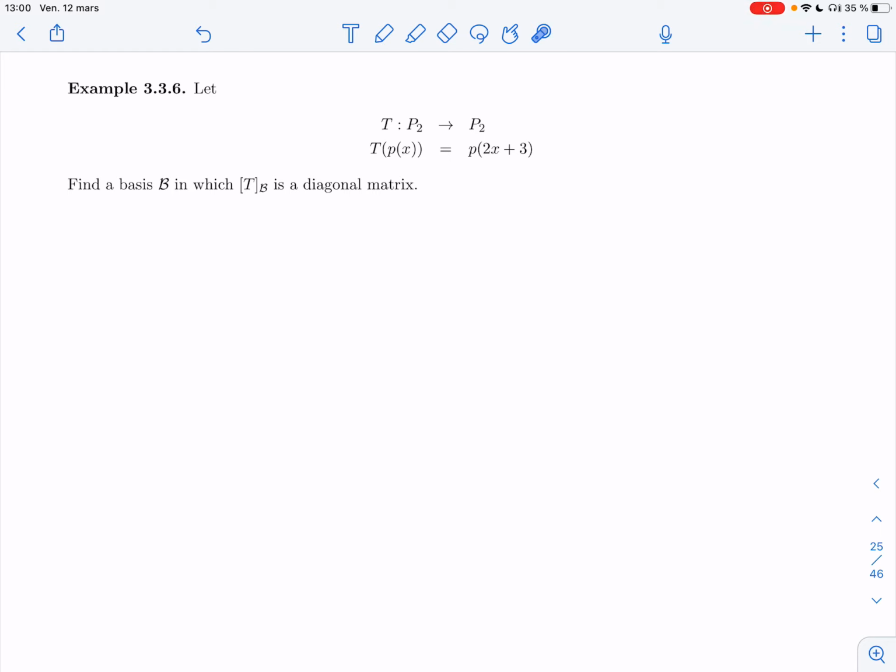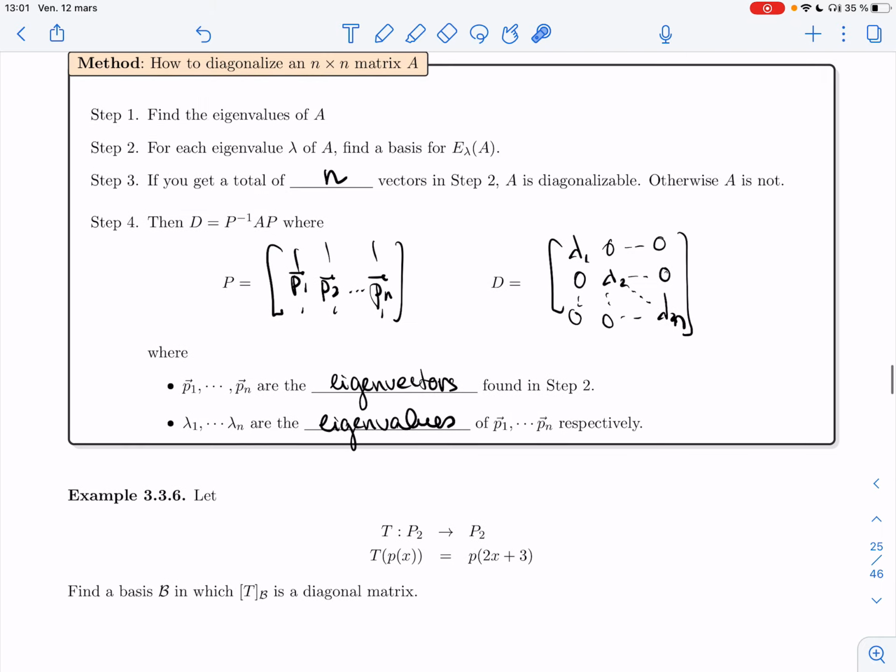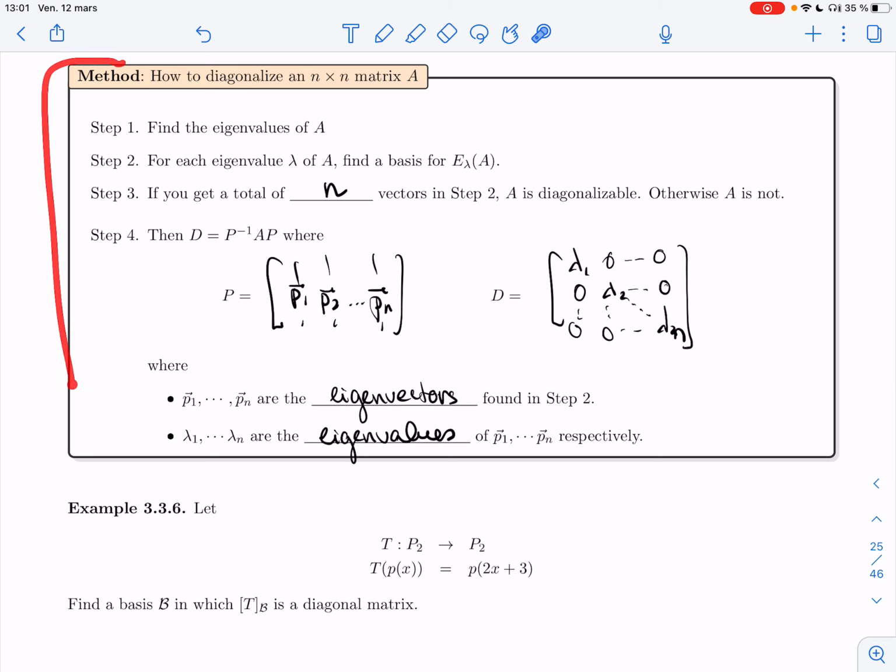Welcome back. In this video, we'll be looking at example 3.3.6. We're given a linear transformation on polynomials of degree 2 or less that sends a polynomial p(x) to p(2x plus 3), a new polynomial. I want to find a basis in which T_B is a diagonal matrix. I'm going to follow a method similar to this one.